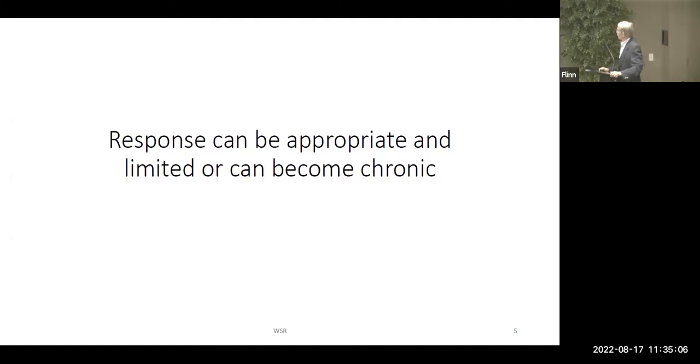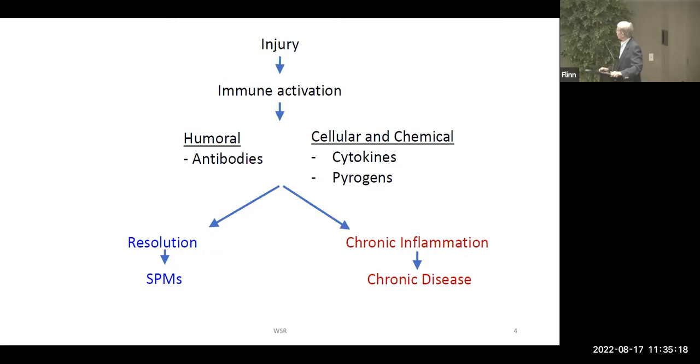So when the inflammatory response starts, it can be either appropriate and limited, which it usually is and should be, or it can become chronic. So this is the sequence of activation of the immune system. You have the initial injury followed by activation of the immune system. And the activation occurs in essentially two parts.